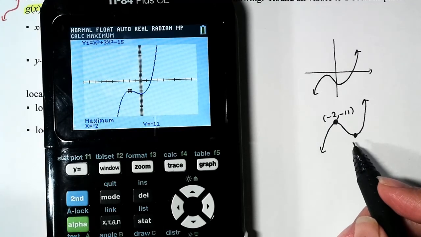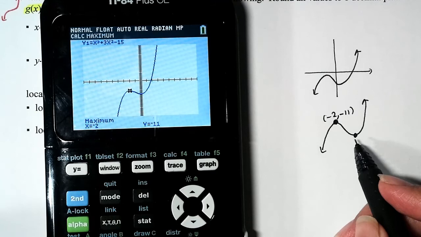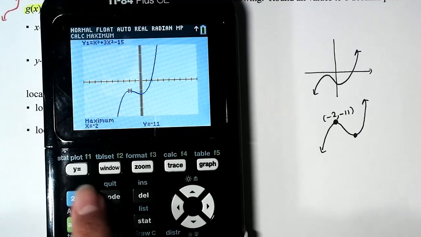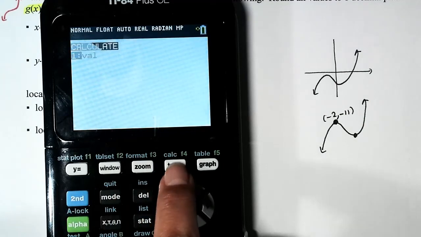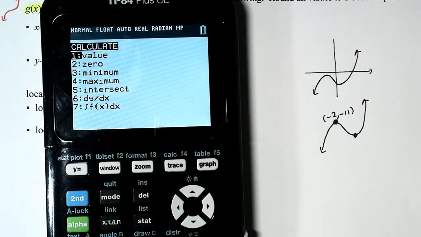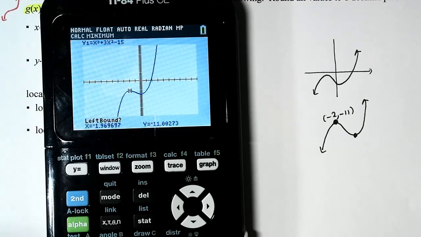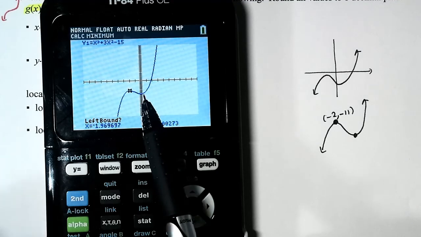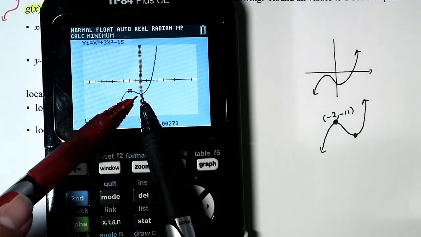Okay, this low point. So we want to find the local minimum. So again, calculator, second calc minimum. So we hit the second button, and we hit calc. And then remember, guys, you can pause and rewind this video as many times as you'd like. And then we want a minimum, so let's select option 3 or minimum, and then we want to put our cursor somewhere to the left. So that low point is about here, so just put your cursor anywhere to the left of it.